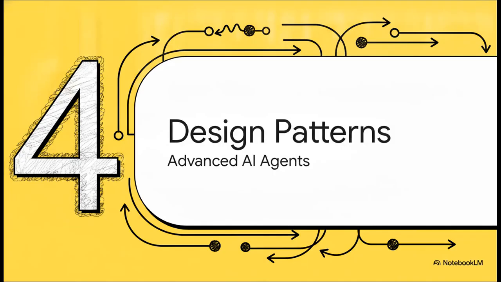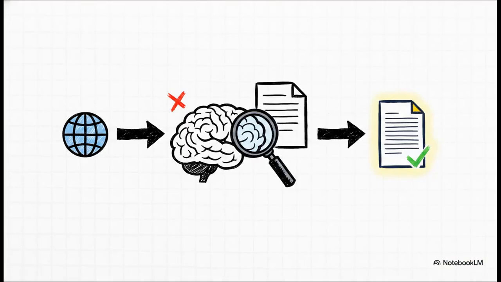Moving on to Section 4, advanced agent design patterns. Now let's ground this theory in reality. Check out the corrective RAG pattern. The absolute best part of this is that the agent double-checks its own homework.